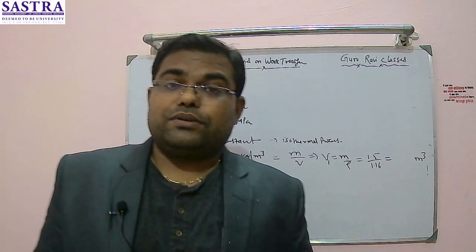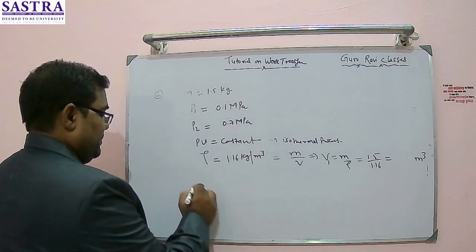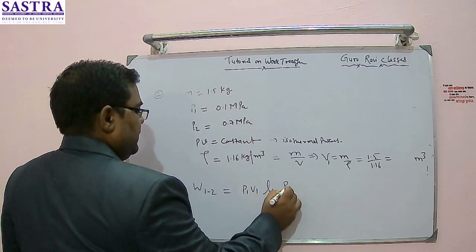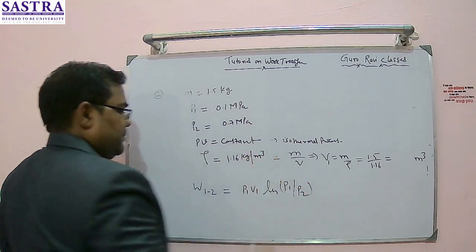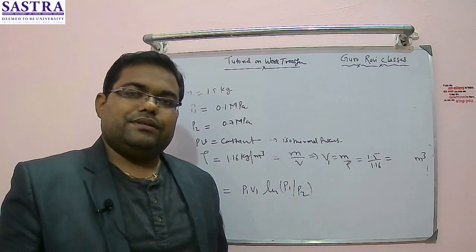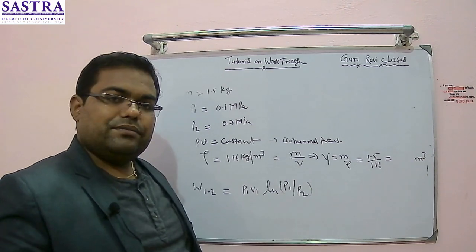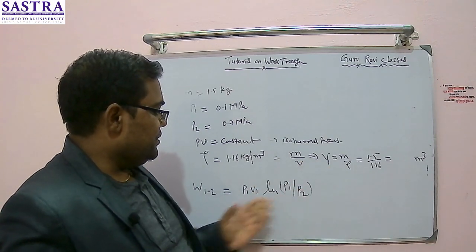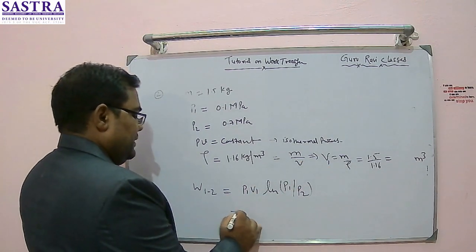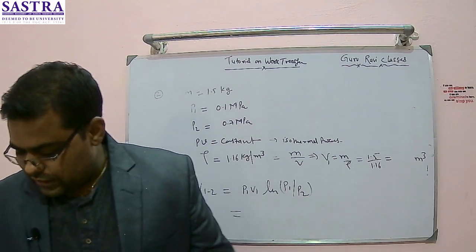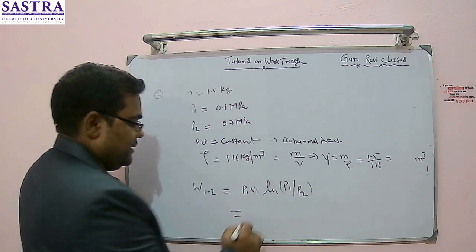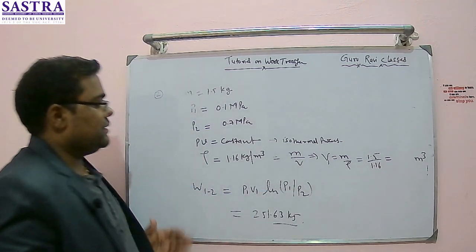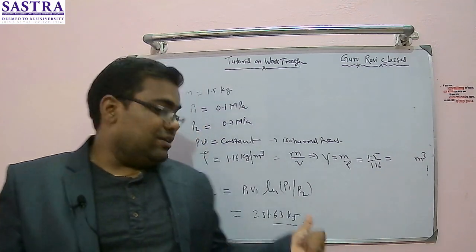And for an isothermal process, we know the work transfer, so the direct formula can be used. W1-2 is equal to P1 V1 ln of P1 divided by P2. This is the expression. I know P1, I know V1, and I know P2. Just substitute the values here and you can get the work done. This is coming around 251.63 kilojoule. So this is your second numerical problem. Very simple, two-step numerical problem.